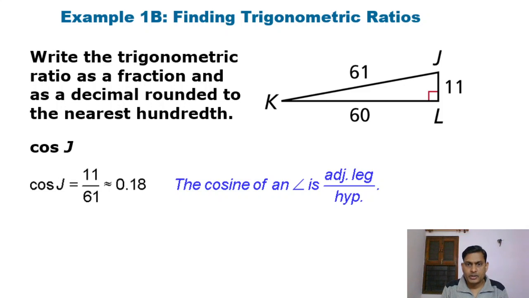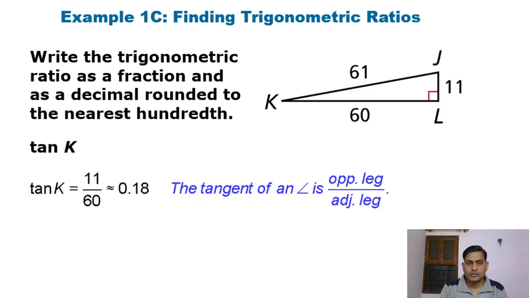We can use the same question for cos J. Cos J will be equal to adjacent side upon hypotenuse. Adjacent side for angle J is JL and hypotenuse is JK. So cos J equal to 11 upon 61 is equal to 0.18. Similarly, we can find tan K, that will be equal to opposite side upon adjacent side. That is tan K equal to 11 upon 60. That will come to 0.18.